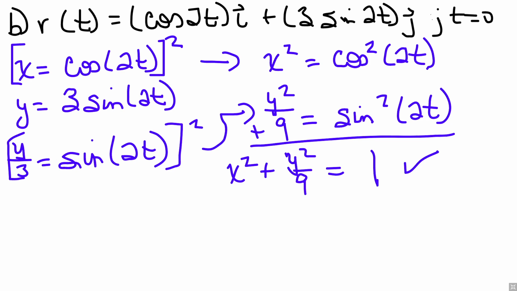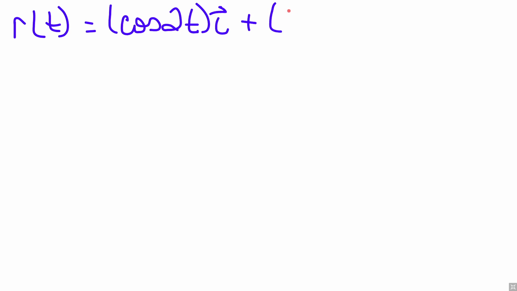Okay, so let's continue on. Any questions? Okay, I'm going to move to a new page to make sure I have enough room. So we have our position vector defined as r of t is equal to the cosine of 2t in the i direction plus 3 sine of 2t in the j direction.